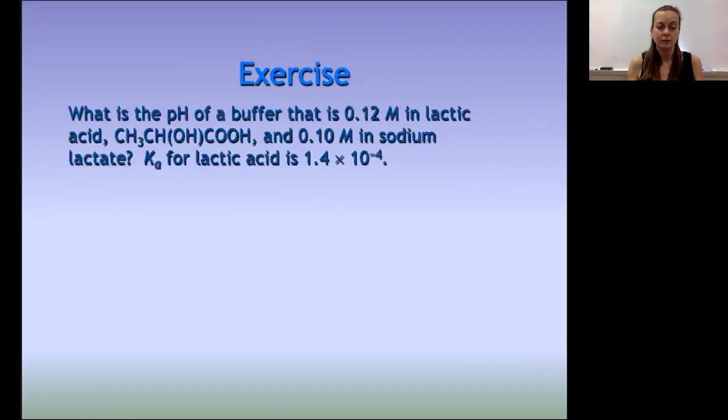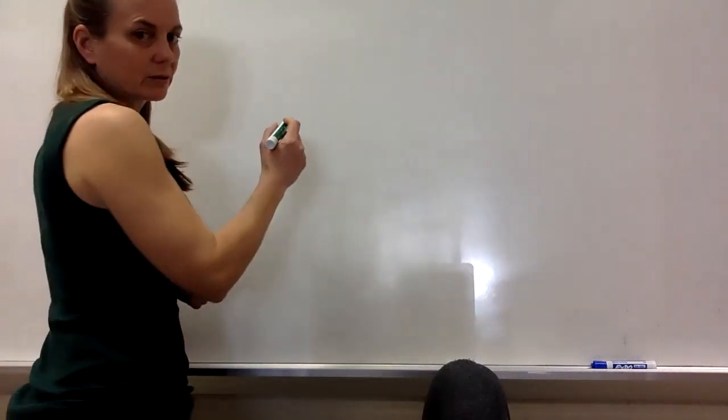We are going to go through an exercise here. We're asked to find the pH of a buffer that is 0.12 molar in lactic acid and 0.10 molar in sodium lactate. So the lactate is the conjugate base of lactic acid, and we're going to use the Henderson-Hasselbalch equation. We're going to pause this for just a second. Actually, we'll go here to the board. So we are going to use the Henderson-Hasselbalch equation.